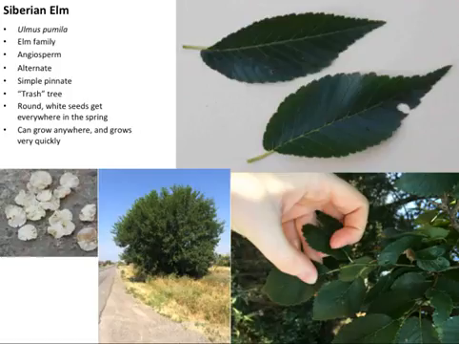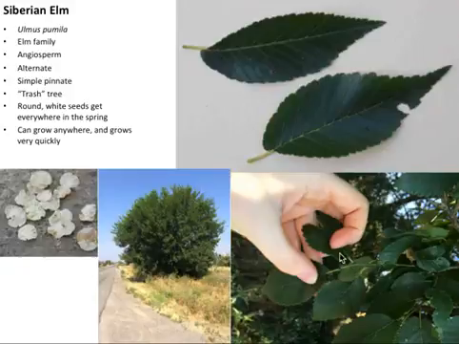The next tree is the Siberian elm, scientific name Ulmus pumila. It's in the elm family, and it's an angiosperm. It has alternate leaf arrangement. One leaf there, one leaf there, one leaf down here. And it is simple pinnate, one main vein with branches coming off of it.